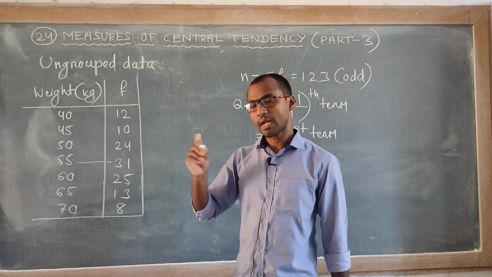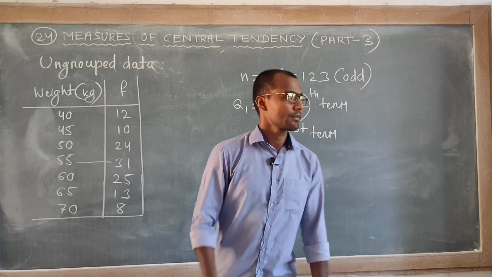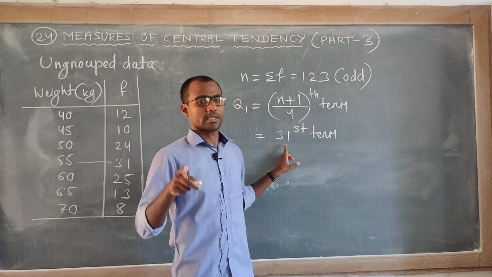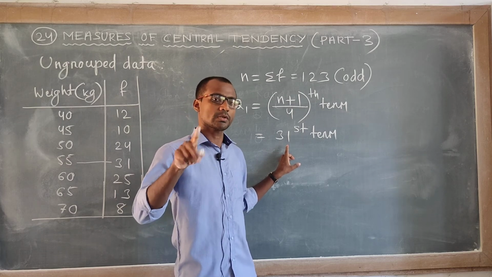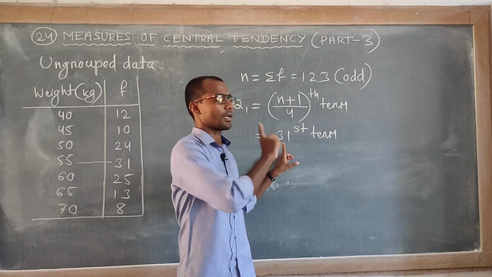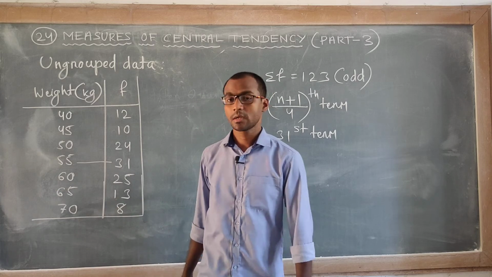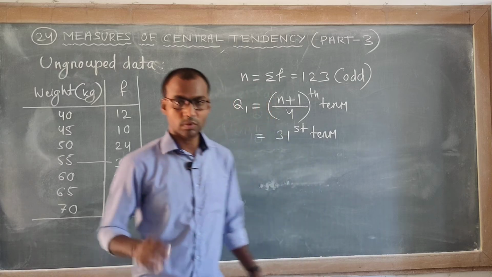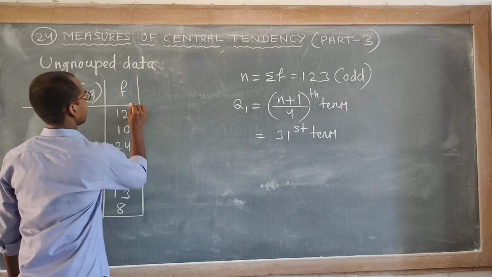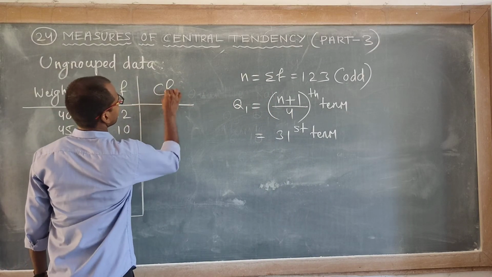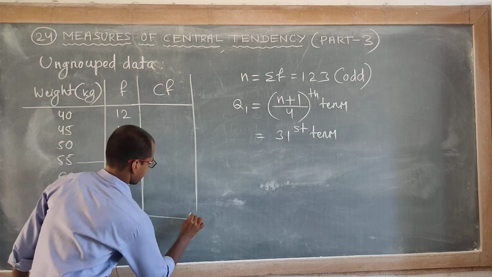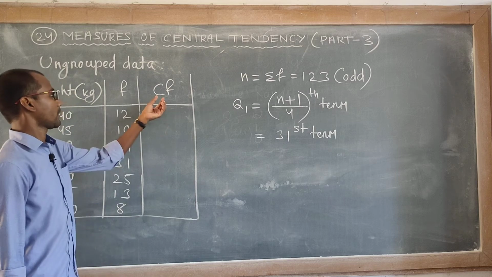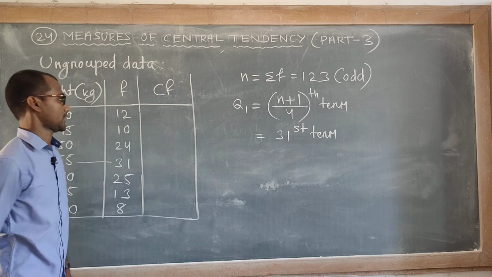Now from that line, we will have to find the student which is in the 31st position. You have to find the weight of the student whose position is 31 in the straight line. To find that, you will need cumulative frequency, CF, which you have already studied in class 9. Cumulative frequency means you will simply go on adding the frequencies.